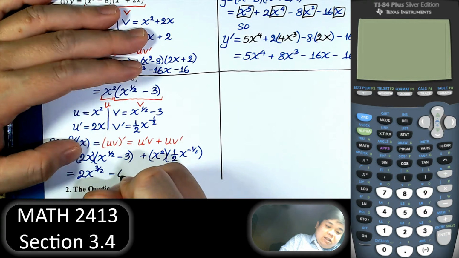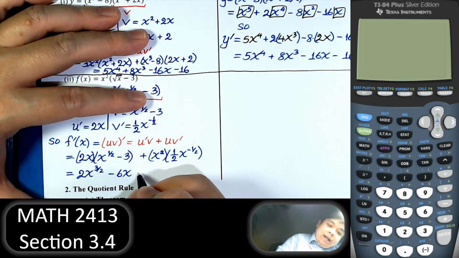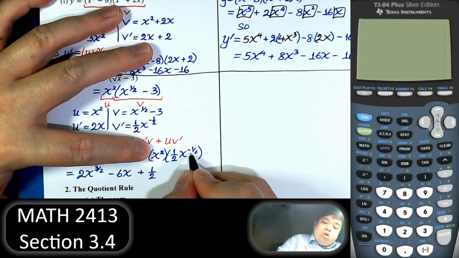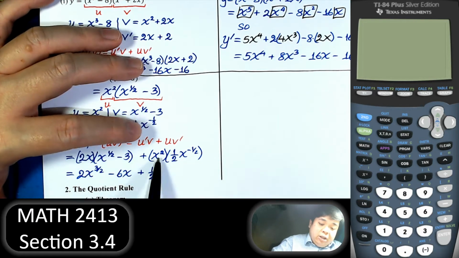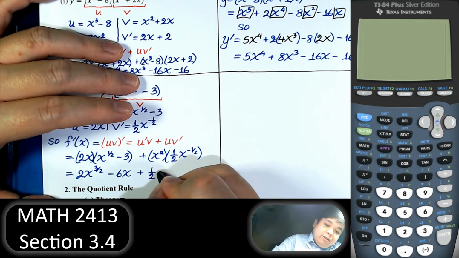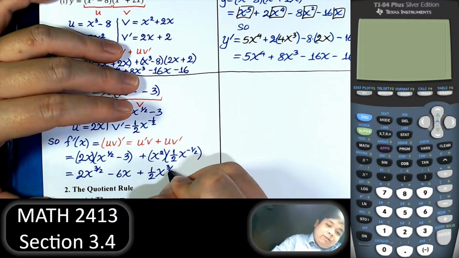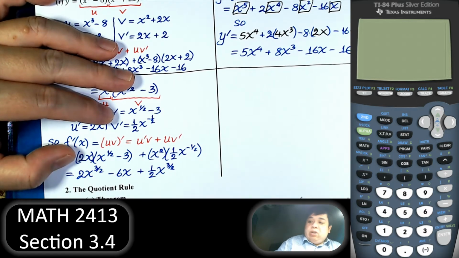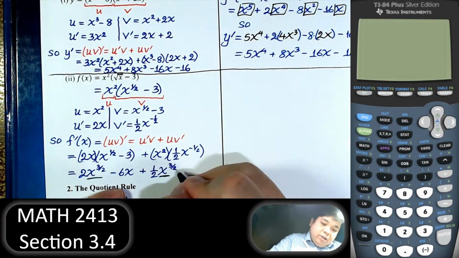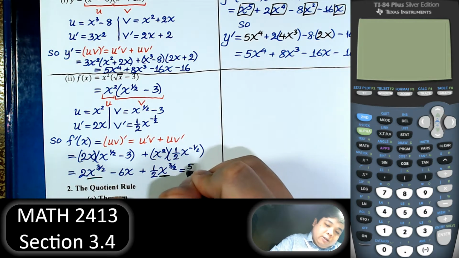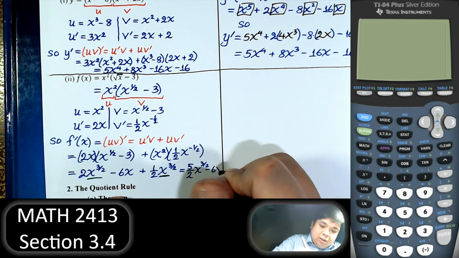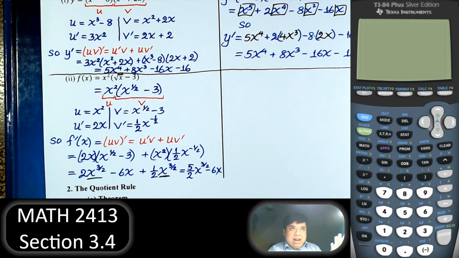Minus 6x. And then plus 1/2 x squared times x to the negative 1/2. When we multiply, we add the exponents: 2 plus negative 1/2 is 3/2. And finally, combine like terms of x to the 3/2. That gives us 5/2 x to the 3/2 minus 6x. Right, so that is with the product rule.